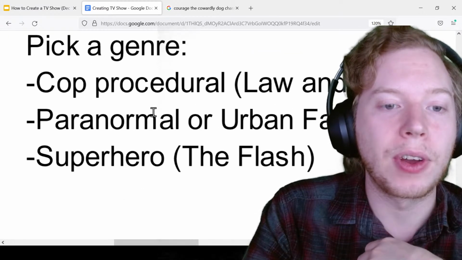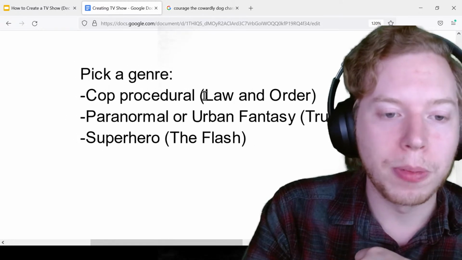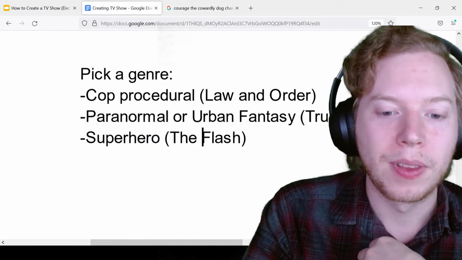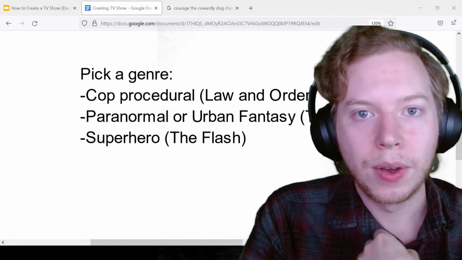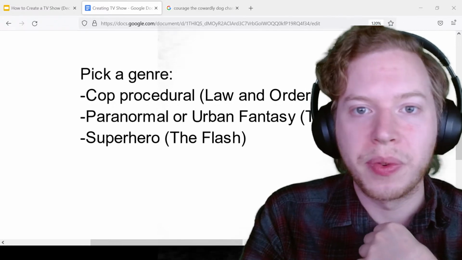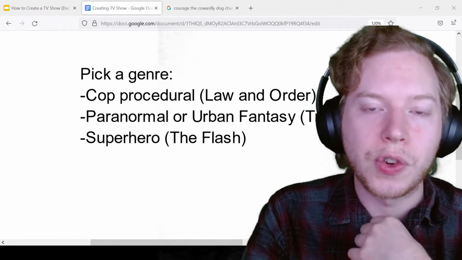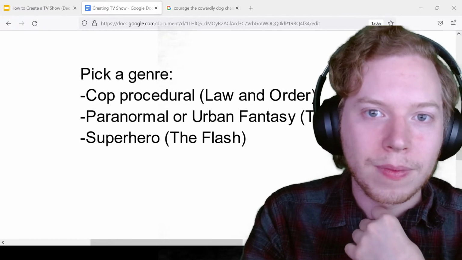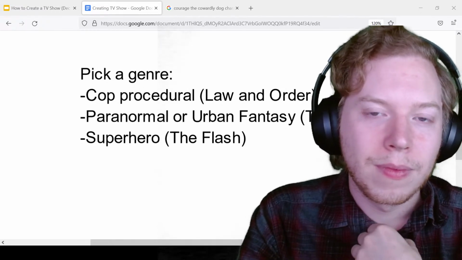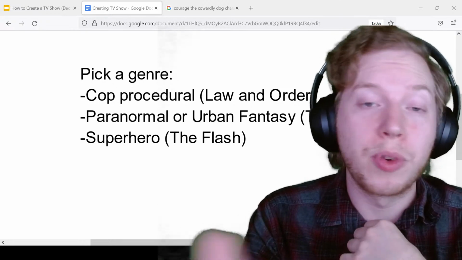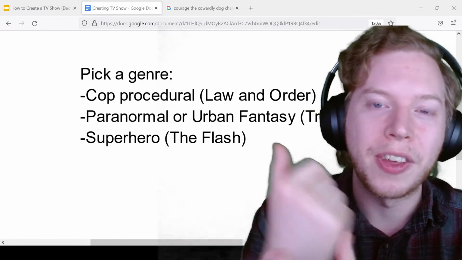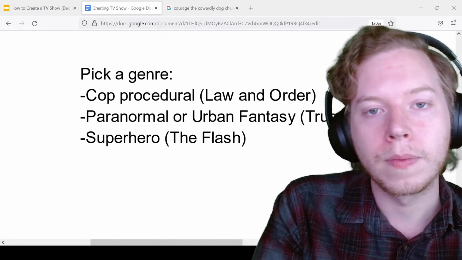So let's pick either cop procedural, paranormal or urban fantasy, or superhero. What do you guys think? Which one of these 3 should we design a story? We're combining this with the location, or... Yeah, but we haven't... Just pick your favorite of these 3, and then we'll mash them together.